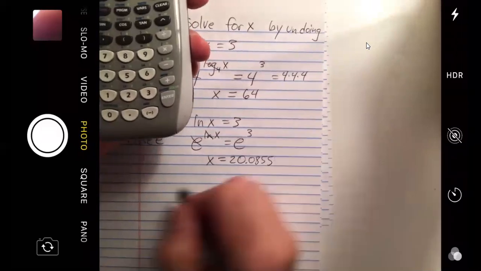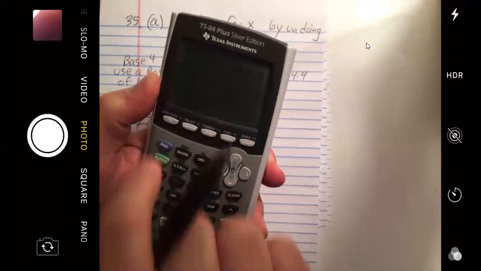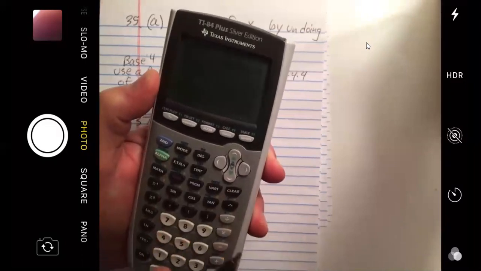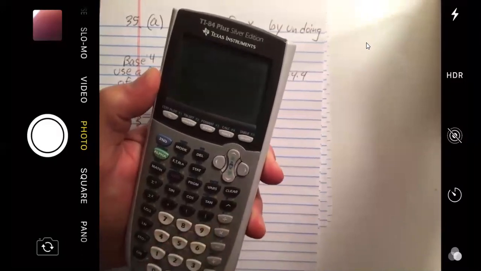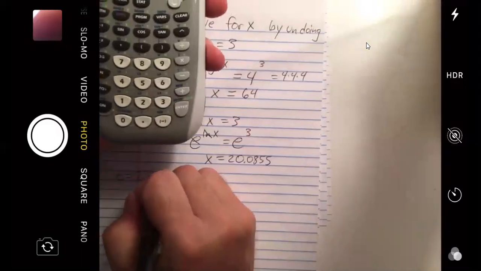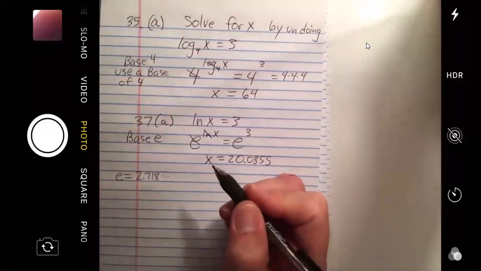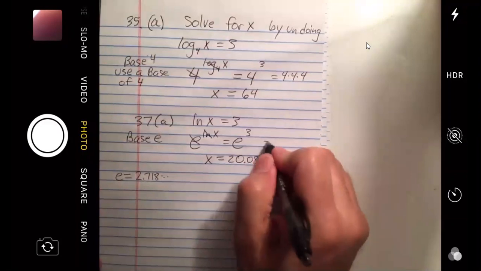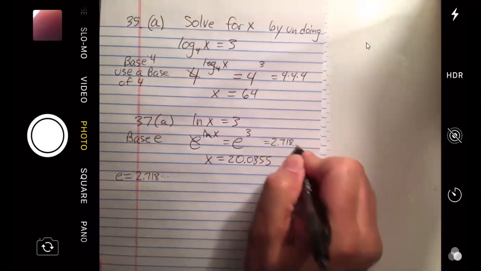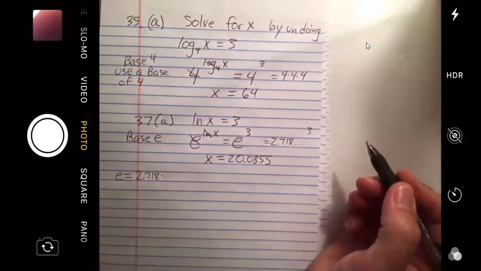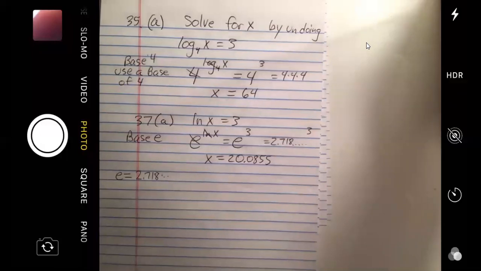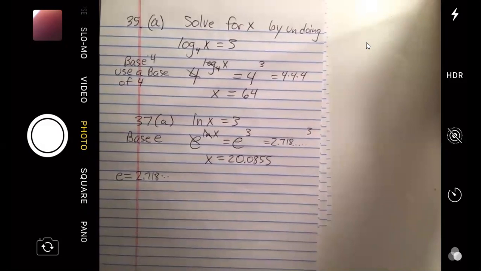If you remember your number directly for e, I'll punch it. You have to raise e to the 1. The number for e is 2.718 blah blah blah, if you remember that. It literally is taking 2.718 blah blah blah and raising it to a third power. All right, that's that section.